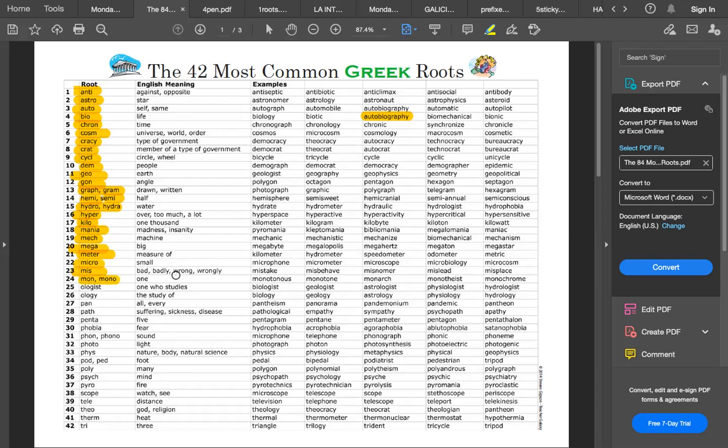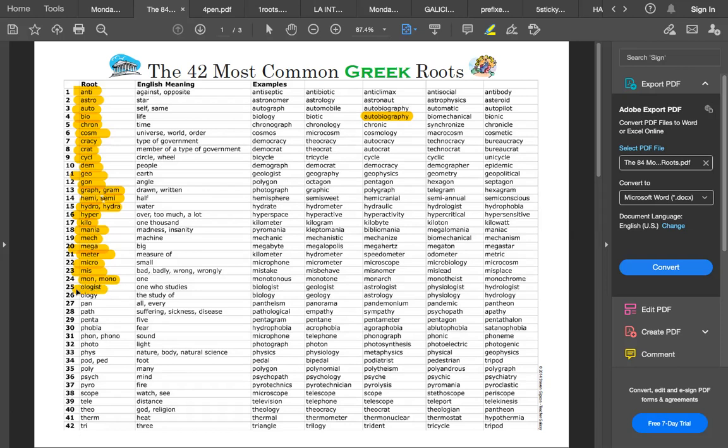Mon or mono means one. So monotonous, monotone means one tone. Monarch means usually leadership by one family. Monotheist, somebody who believes in one God, and monochrome.